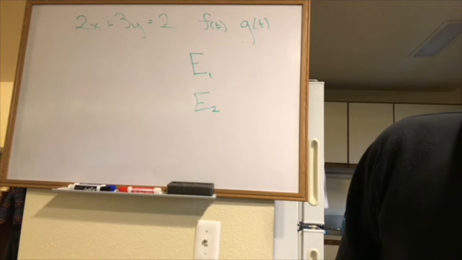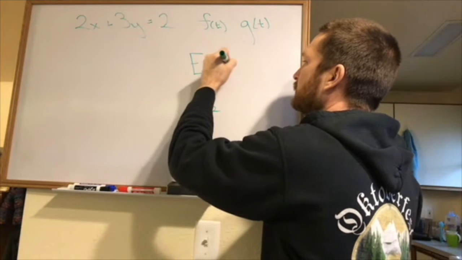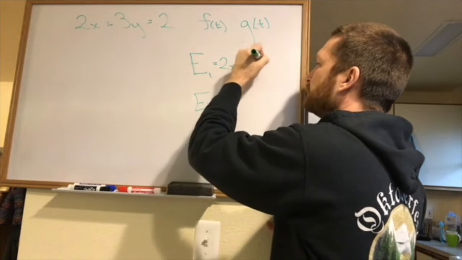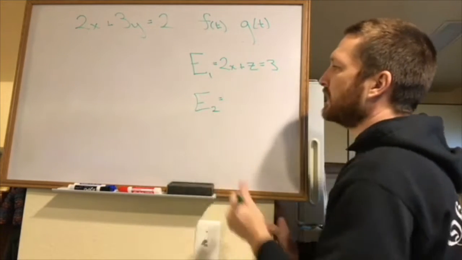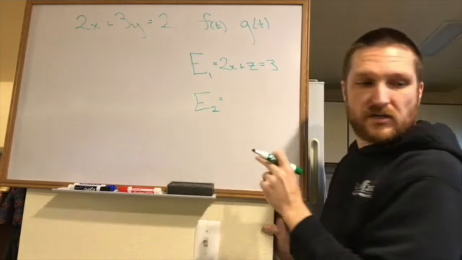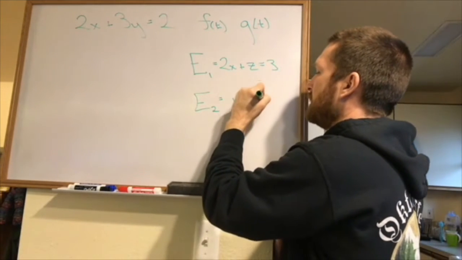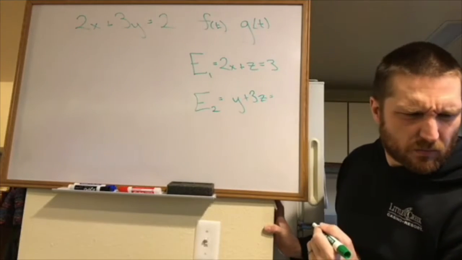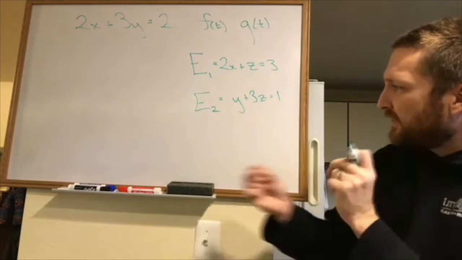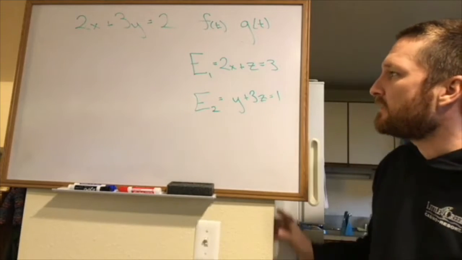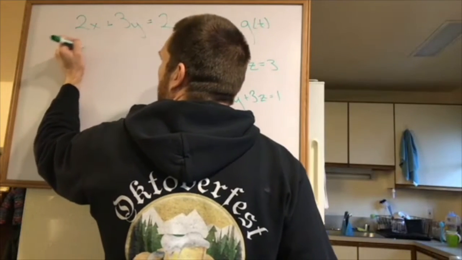Our first equation is 2x plus z equals 3. That's our first equation. And let's take our second equation. Our second equation is going to be y plus 3z equals 1. Now, let's think about different linear combinations of these that we could have. Well, one possible linear combination is we take E1 plus E2.